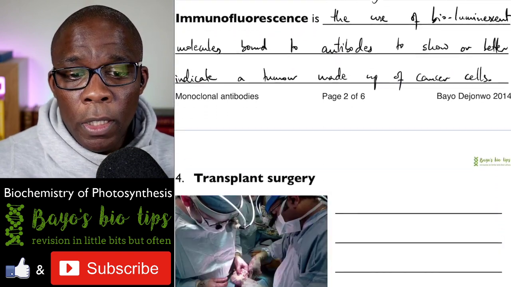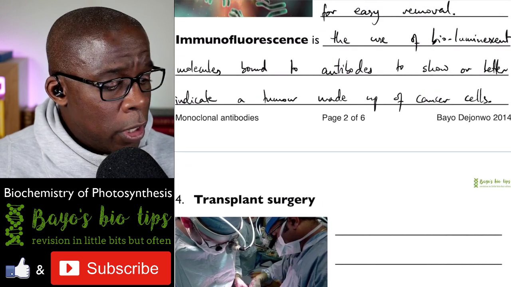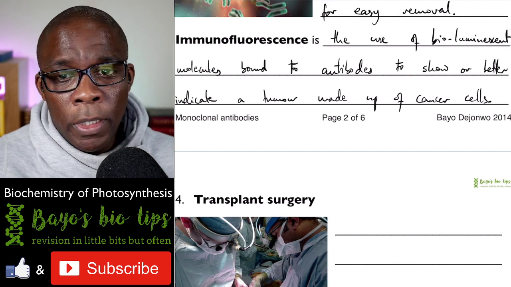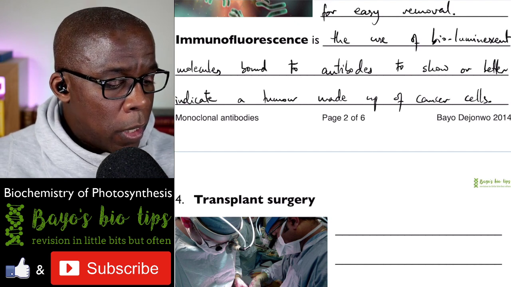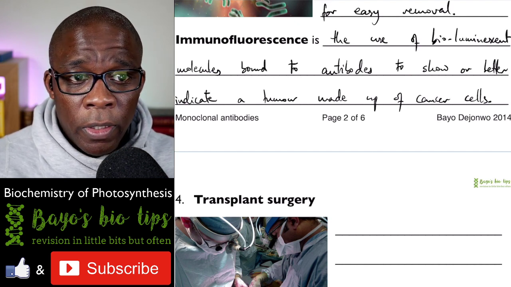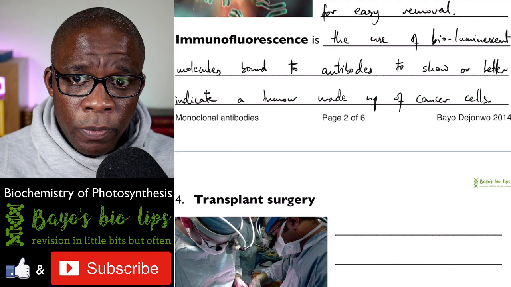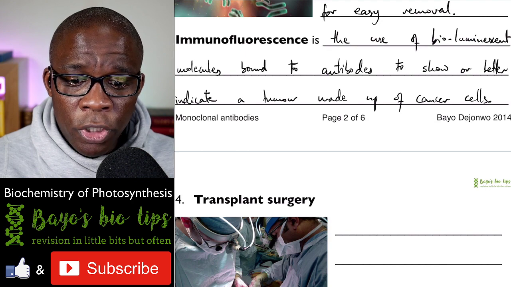So basically, you've probably noticed that there's a pattern to all of this. And in essence, antibodies are highly specific. They're highly specific because they will only bind to certain antigens due to complementary shapes.